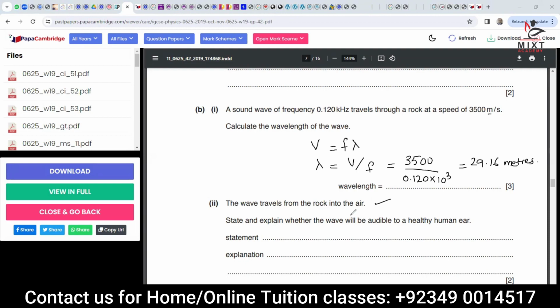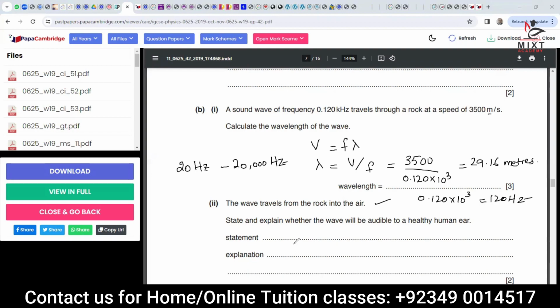Now, next question is very interesting. They say the wave travels from rock into air. State and explain whether the wave will be audible to the healthy human ear. Do you remember what is the range a human ear is able to hear? That is 20 hertz to 20,000 hertz. So you tell me, is it audible? 0.120 into 10 to the power 3 means 120 hertz. Is it audible? Yes, sir. It is audible.